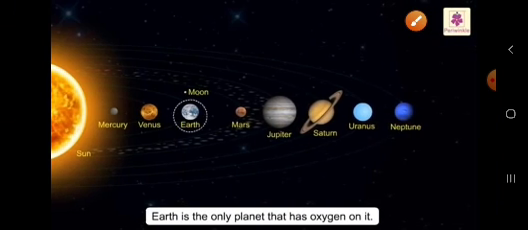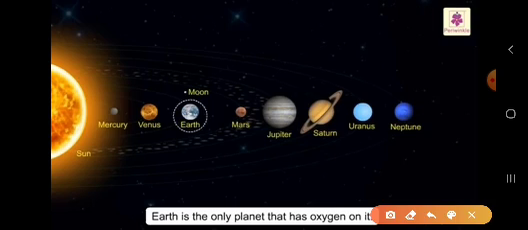Now children, Earth. Earth is the only planet which has oxygen. Here we can see this is Earth. Earth is the only planet that has oxygen, one of the parts of air. Without oxygen, no living being can survive. That is why only Earth is the planet where living beings can survive.